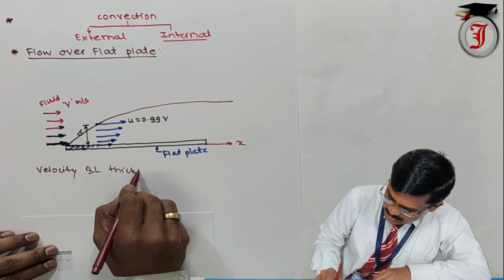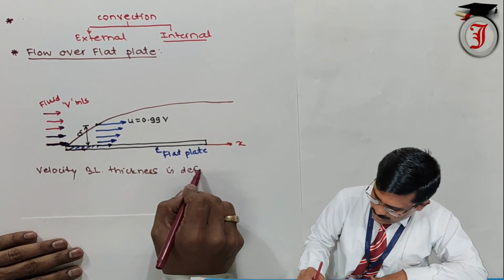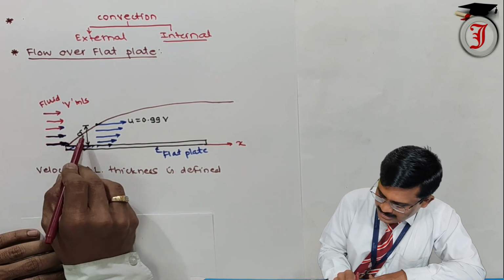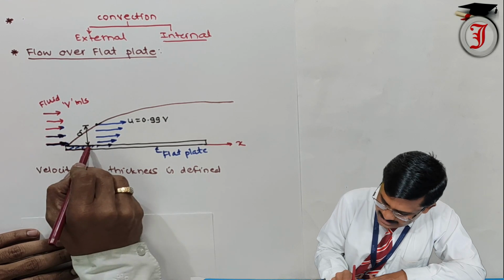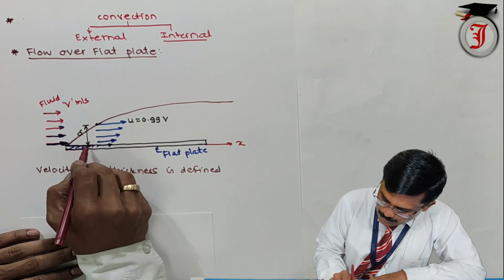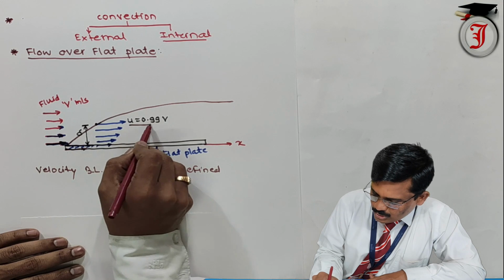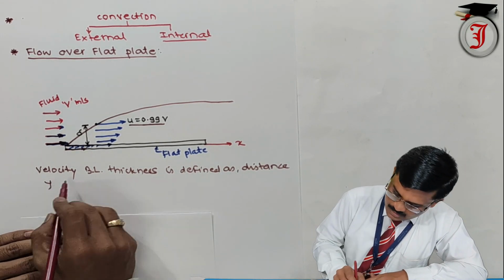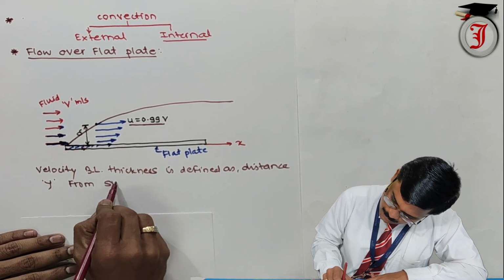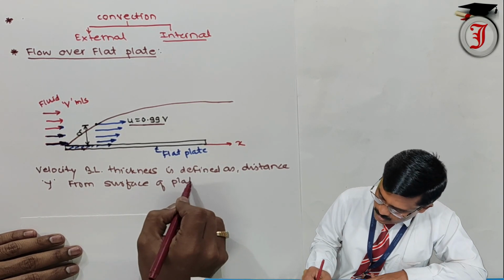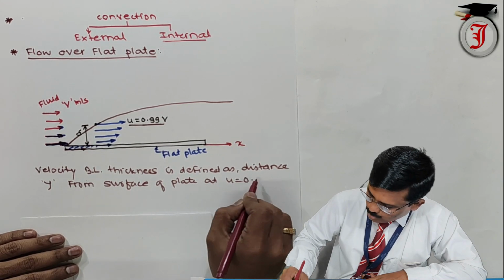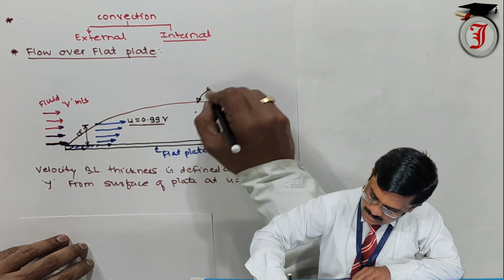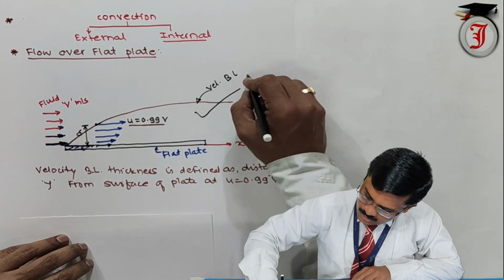The velocity boundary layer thickness delta is defined as the distance in the y direction from the surface of the plate at which u is equal to 0.99 of the mainstream velocity V. This region is called the velocity boundary layer, or the boundary layer region.